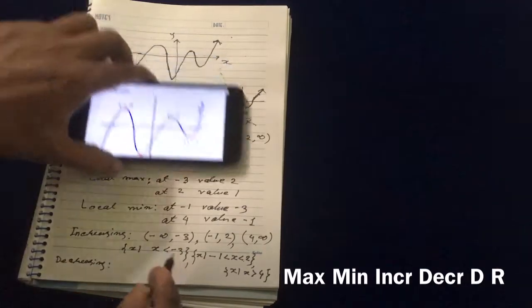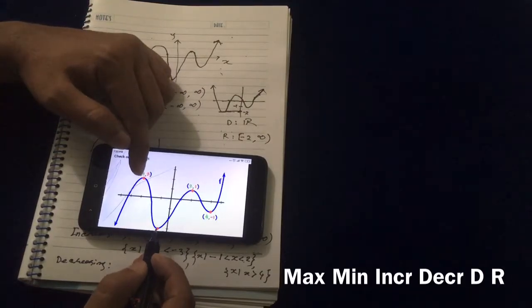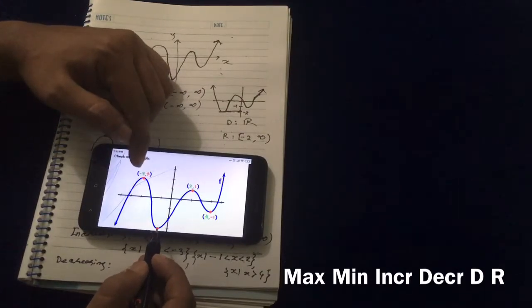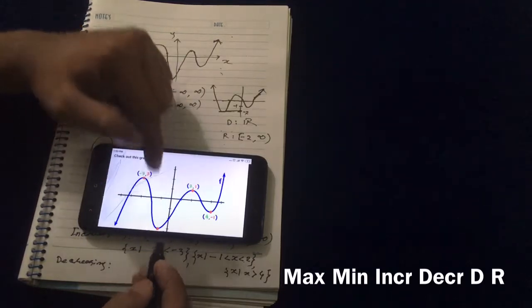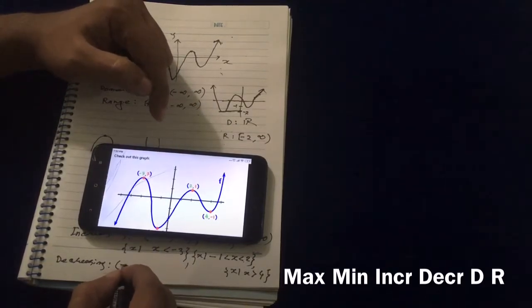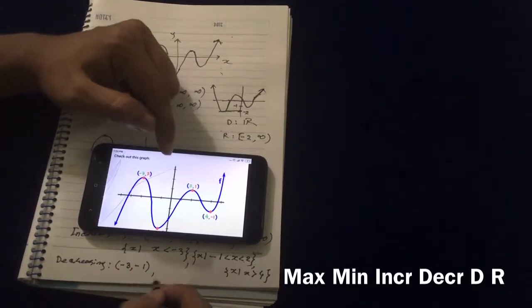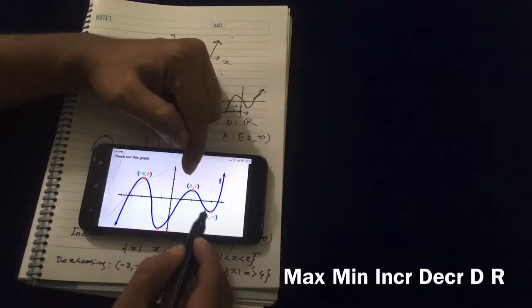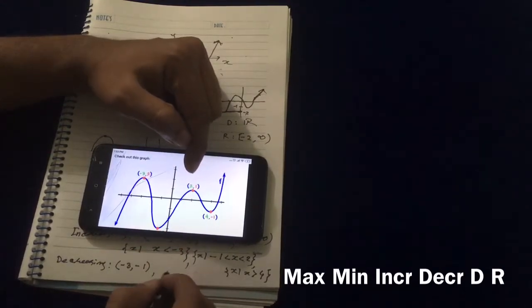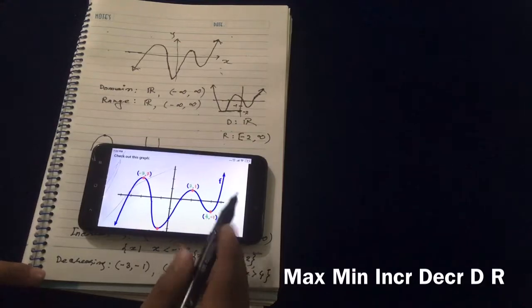Decreasing. Now for decreasing, I think there are only two parts here. From this to this it is decreasing, from minus 3 to minus 1. See this part, from minus 3 to minus 1. This is decreasing. Then another one is decreasing from 2 to 4. These two parts are decreasing in this graph, because then it is increasing again.